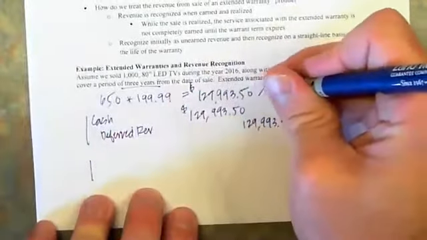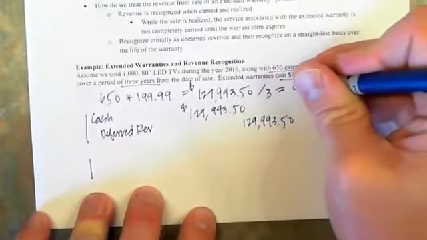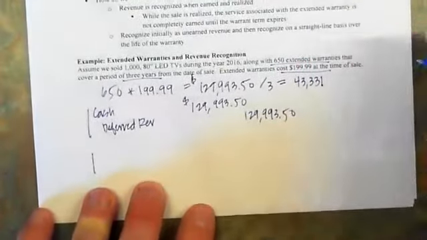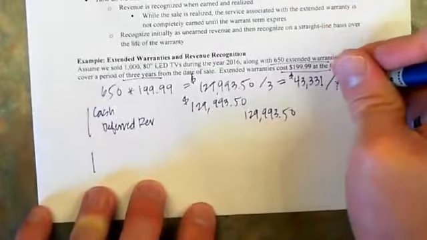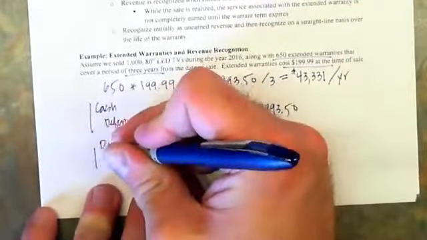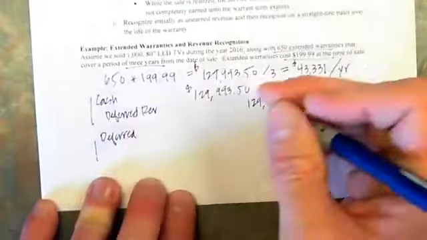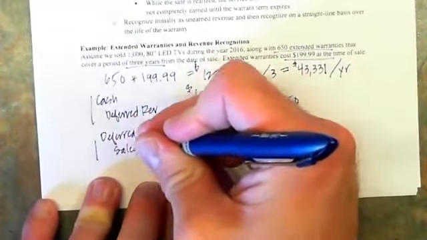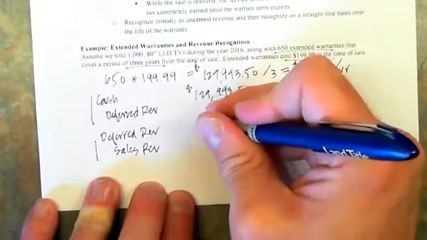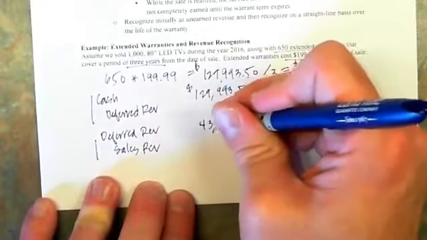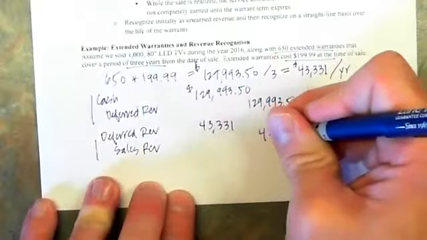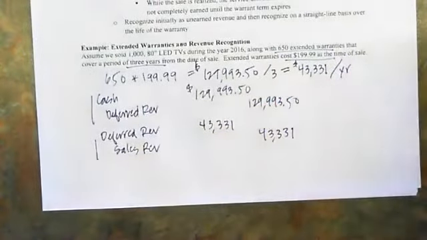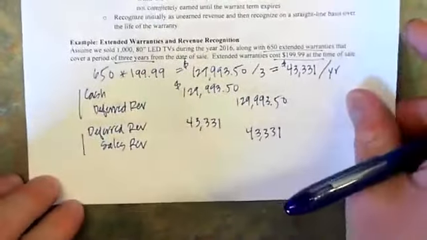So dividing that by 3 gives me 43,331 after rounding per year that I can recognize. So then at the end of the year, I would just reduce deferred revenue and record sales revenue at that time to show that a year has elapsed and we can now earn 1/3 of our initial outlay, or our initial receipt of cash.